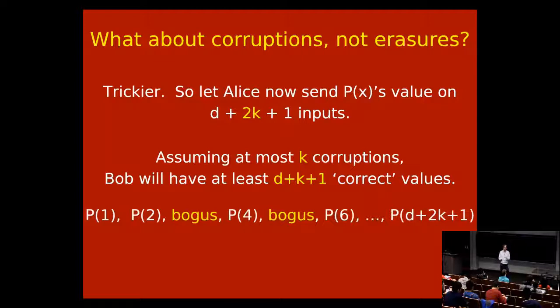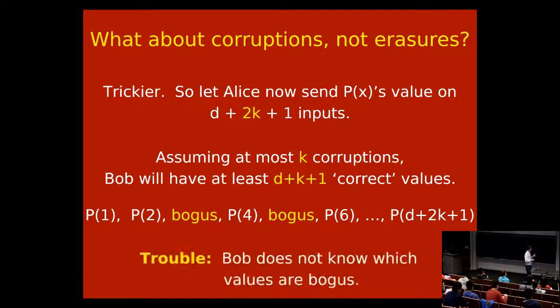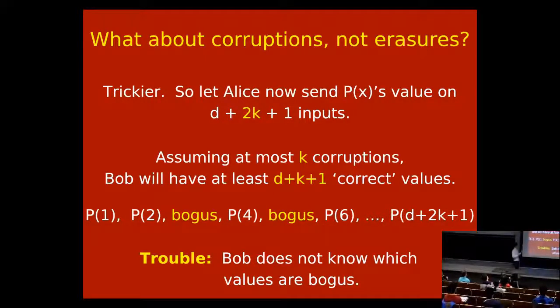But there's a problem. Maybe some of the symbols get corrupted, but he doesn't know which of the values are bogus. He looks at his list of numbers. It's not like a number followed by the word bogus. It's just a list of D plus 2K plus 1 numbers, and he doesn't know which are the good ones and which are the bogus ones. In some ways he's in better shape, because he has more correct values than in the erasures case. But on the other hand, he's suffering because he doesn't know which are the wrong answers.